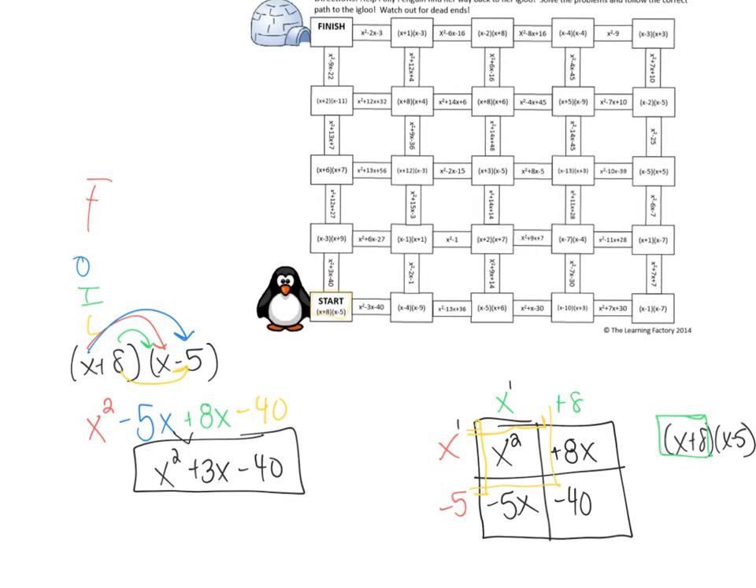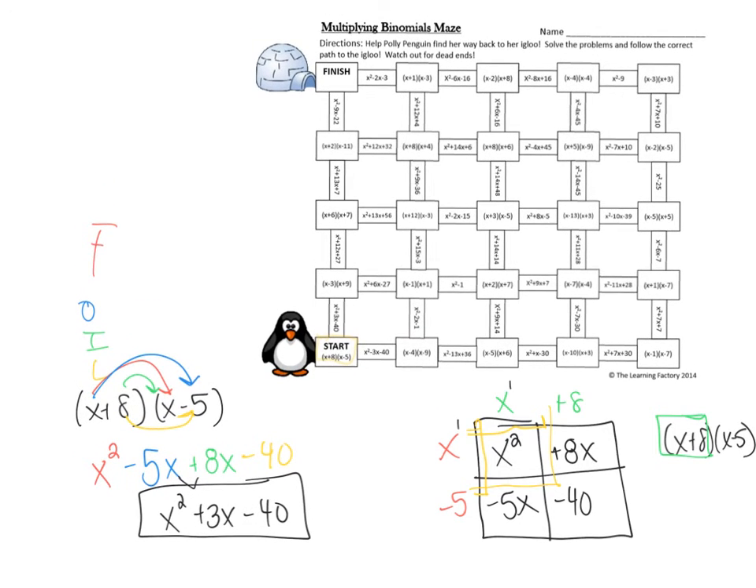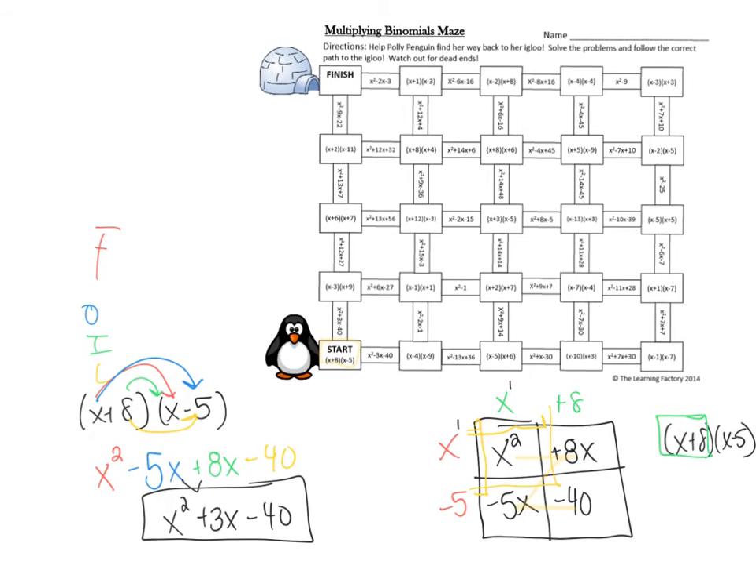Then I need to go ahead and do the box method, okay? So I'm going to do my box. Then I just need to write everything else down under that. I'm sorry, I don't know what happened. I can't move the screen. So I'm gonna write x squared plus 8x minus 5x minus 40, okay? Then I'm gonna combine my like terms, which are these two. And my answer is x squared plus 3x minus 40.